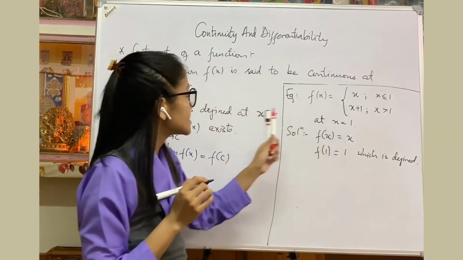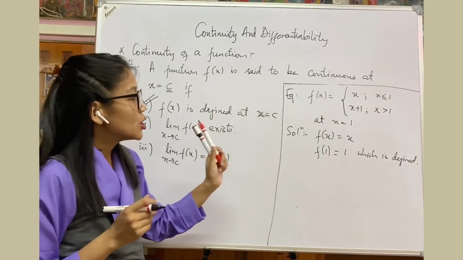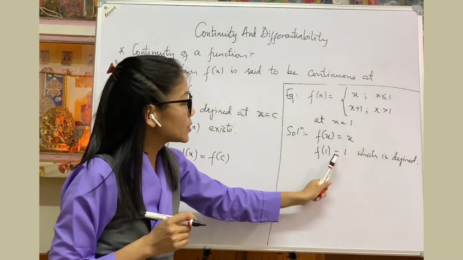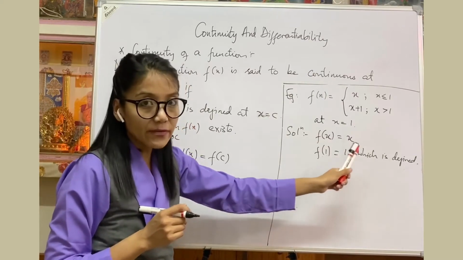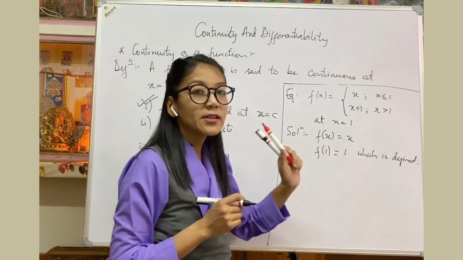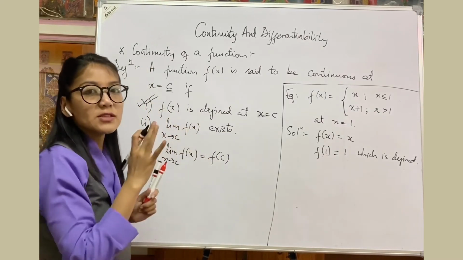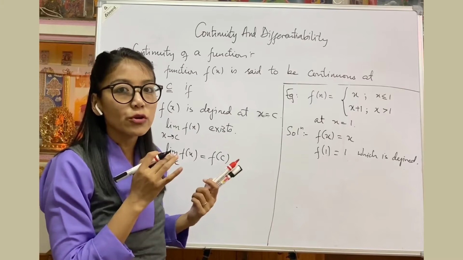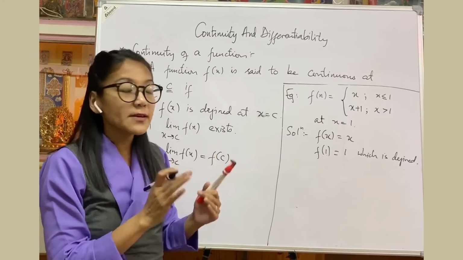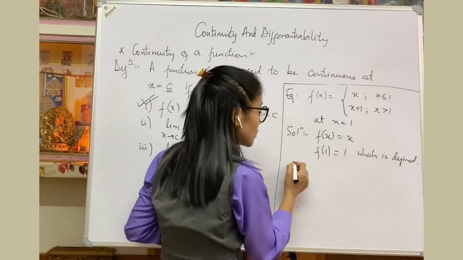So this function is satisfying the first condition. At x equals 1, f of 1 you get 1, which is a defined value. Therefore it is satisfying the first condition. Now you have to look for the second condition, whether the limit of this function at x equals 1 exists or not. For that you need to find out the left hand limit and right hand limit separately. So we will do that.